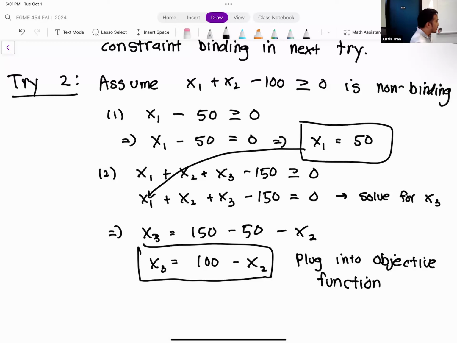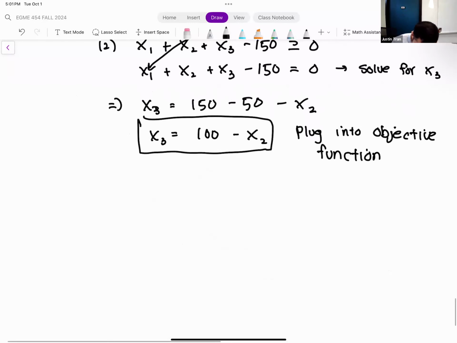So now that we have these expressions, let's plug it into our objective function, because then we're able to get our objective function with one variable. Okay, so we have f. Now the variable that we're considering is x2. Okay, so let's go ahead and plug in.